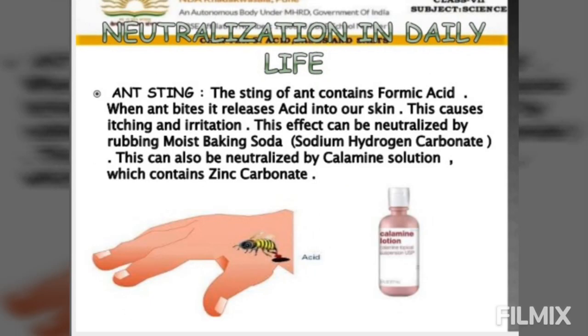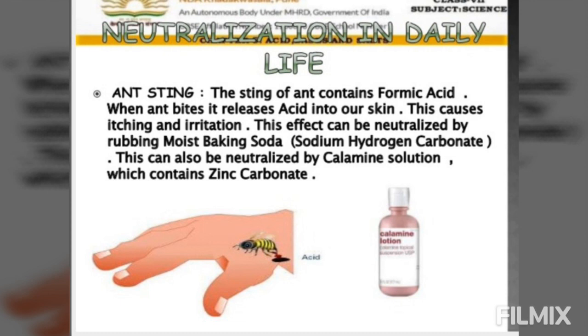Next one is ant and bee sting. Ant and bee sting contains formic acid. When we studied the table of the acids, I told you the ant sting contains an acid which is formic acid. When an ant or a bee bites us, formic acid is injected into our body, which causes itching and a red patch is developed.